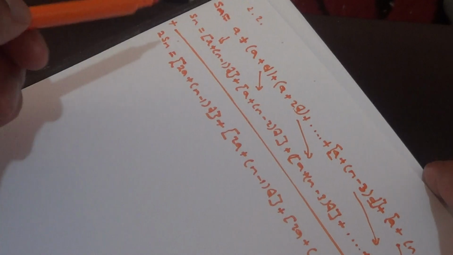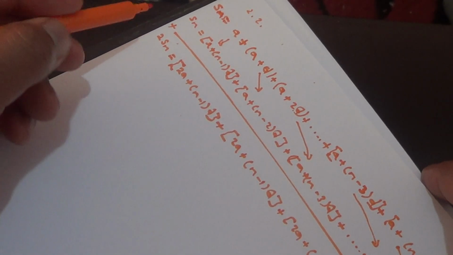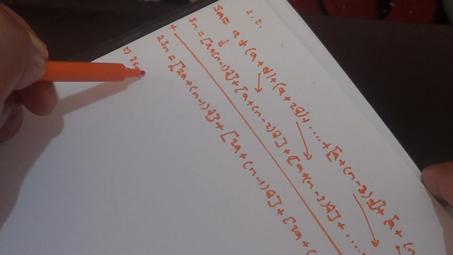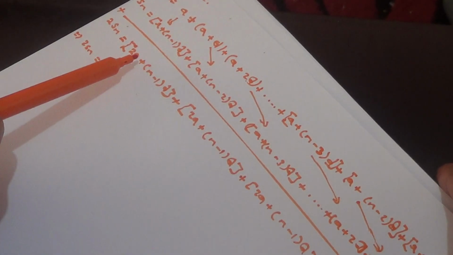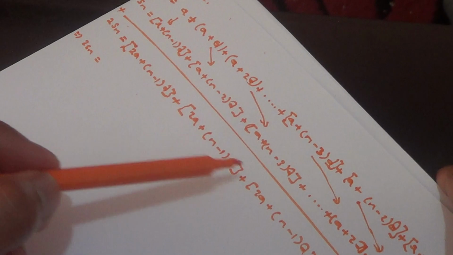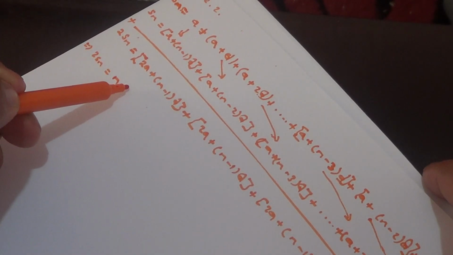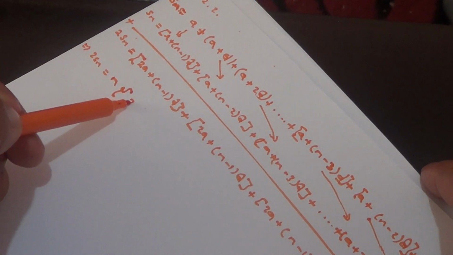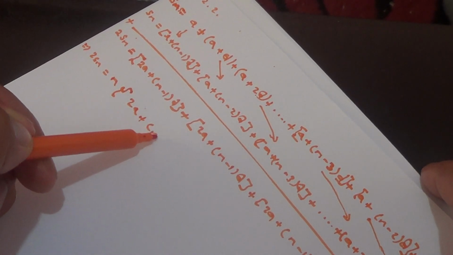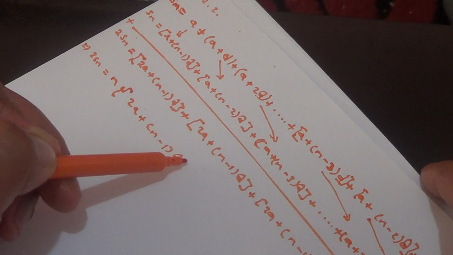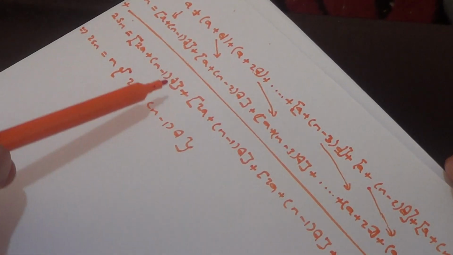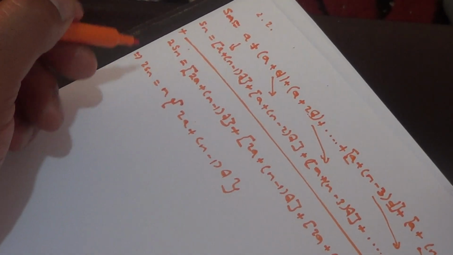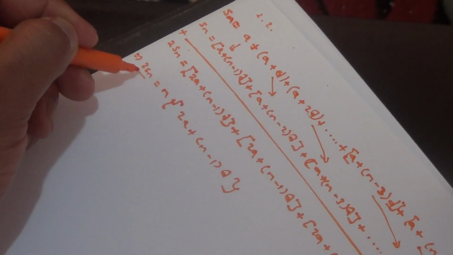So what do we do now? We know that this implies 2Sn equals as many of these terms as we can get. So it's going to be n into 2a plus n minus 1 times d, because you can see that these become as many as you can find. Alright, so we divide by 2 here.